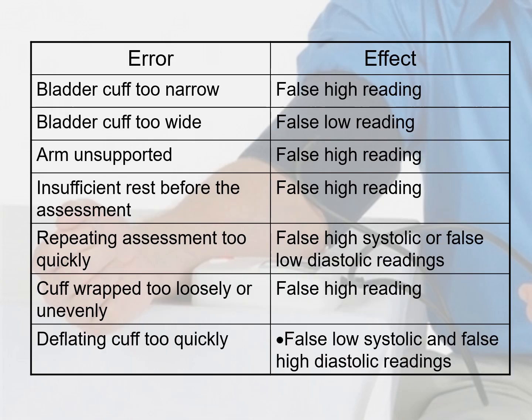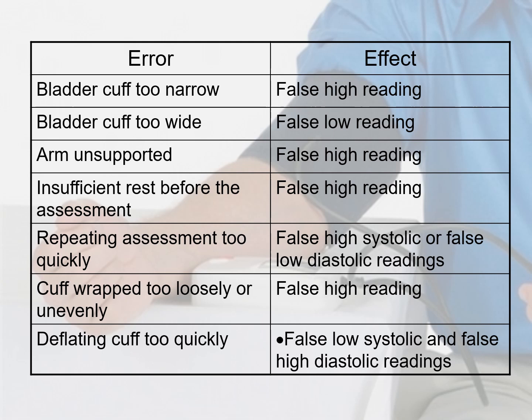When the bladder cuff is too narrow, there's a false high reading. When the bladder cuff is too wide, there's a false low reading. When the arm is unsupported, there's a false high reading. Insufficient rest before the assessment, there's a false high reading. Repeating assessment too quickly, also false high systolic or false low diastolic readings. Cuff wrapped too loosely or unevenly, false high reading.